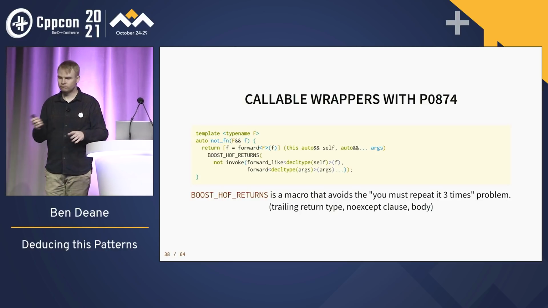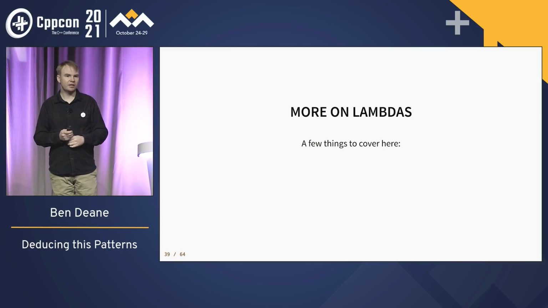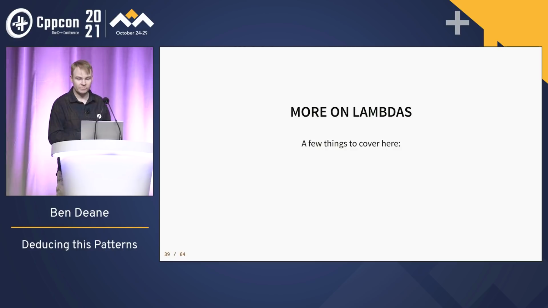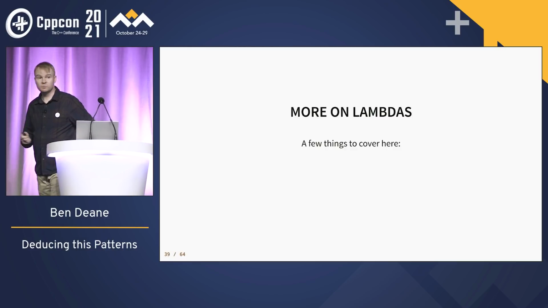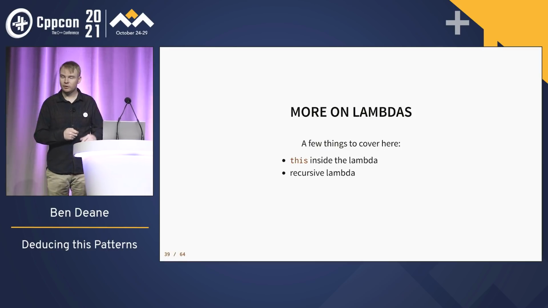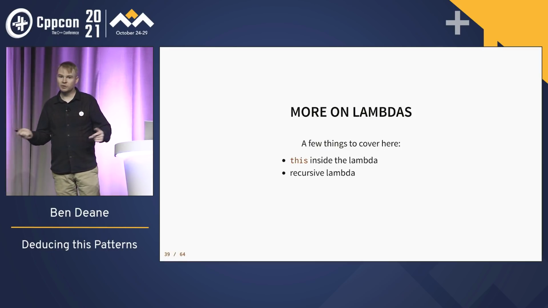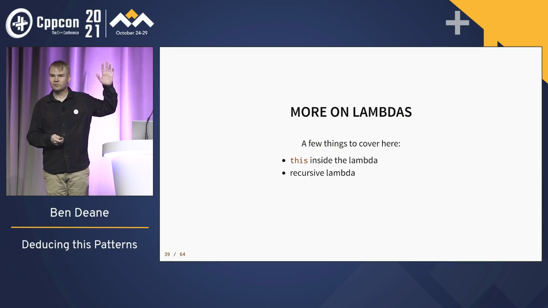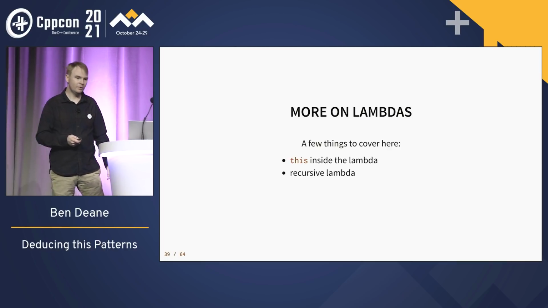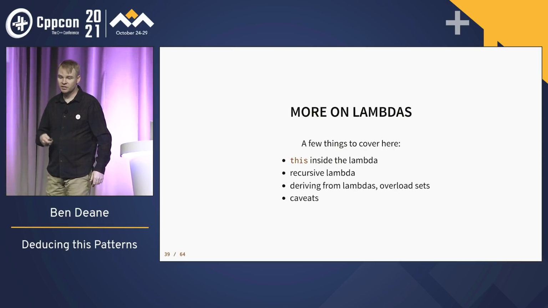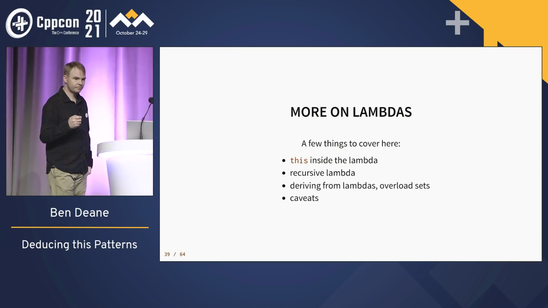Okay. Let's move on, because one of the exciting things here is lambdas. So, got a few things to cover here, and this might provoke some questions. What does this mean inside the lambda? Recursive lambda expressions, who's excited about those? Quite a few people. Deriving from lambdas and overload sets, and a few caveats.